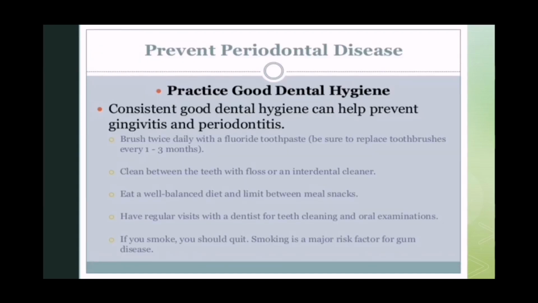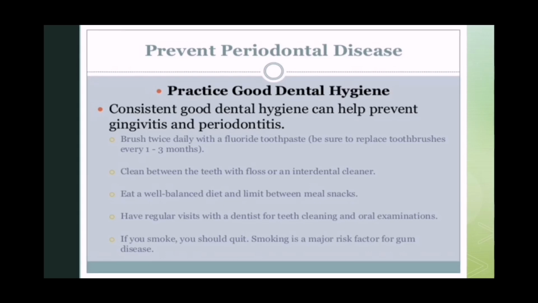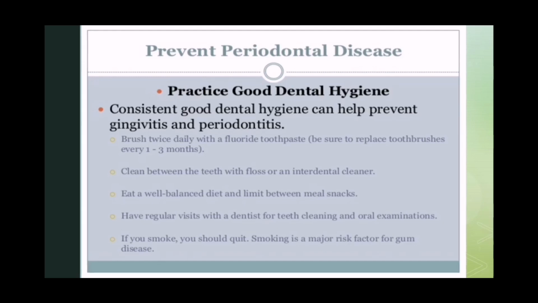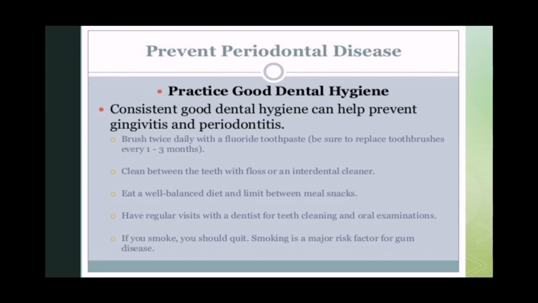Prevent periodontal disease. Practice good oral hygiene. Consistent good dental hygiene can help prevent gingivitis and periodontitis. Brush twice daily with a fluoride toothpaste. Be sure to replace toothbrushes every 1 to 3 months. Clean between the teeth with floss or an interproximal cleaner. Eat a well-balanced diet and limit between-meal snacks.